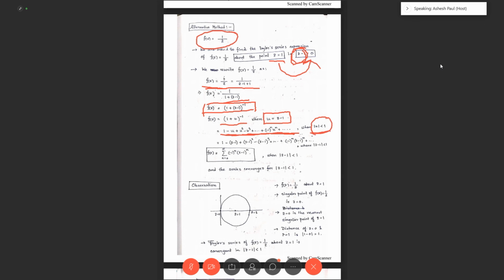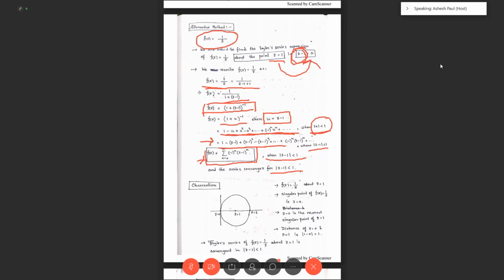In the next step, we put back the value of u as z minus 1. So we write 1 minus (z minus 1) plus (z minus 1) whole square and so on, where mod u is less than 1, therefore mod z minus 1 is less than 1. In summation form, we can write it as summation n equal to 0 to infinity, (minus 1) to the power n into (z minus 1) to the power n, and the series converges for mod z minus 1 less than 1.